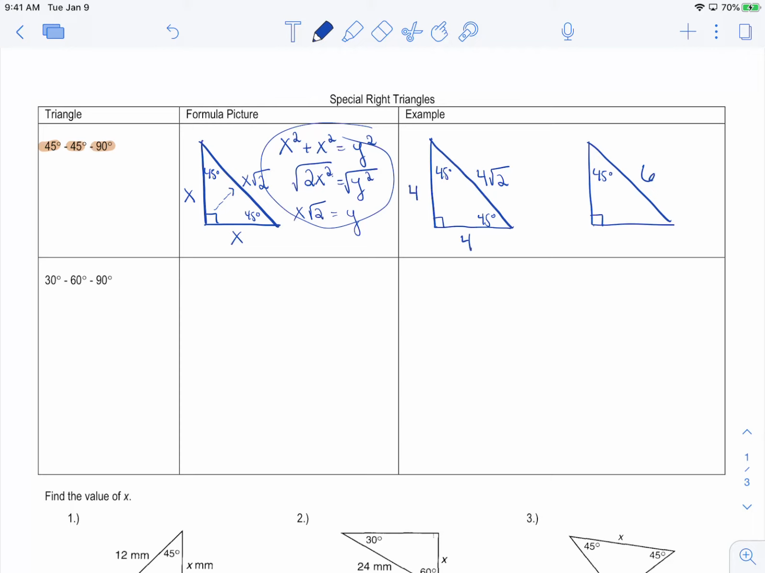Well, now I want to find the legs. When we went from here to here, we multiplied by root 2, right? We had our hypotenuse, hopefully this makes sense. Your hypotenuse is always the longest side of your triangle. So if I'm going from my hypotenuse to a leg, I'm going the opposite way. That means you would divide by root 2.